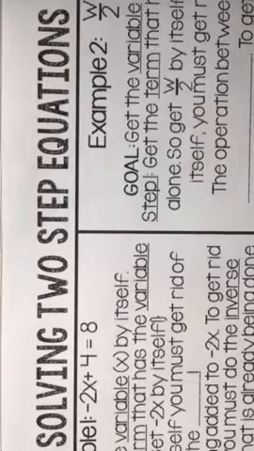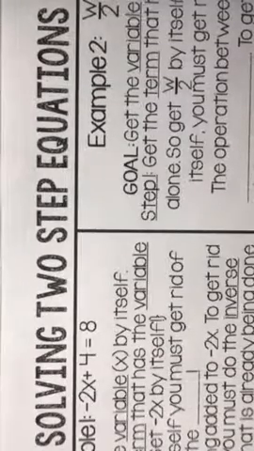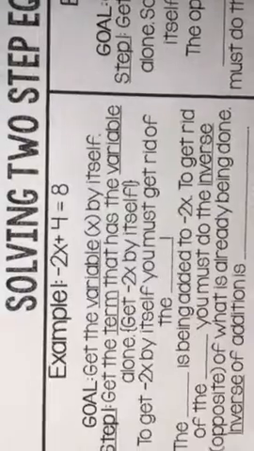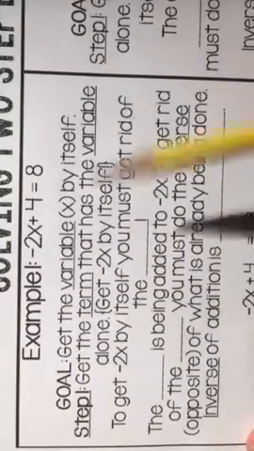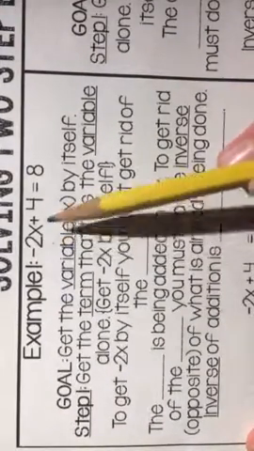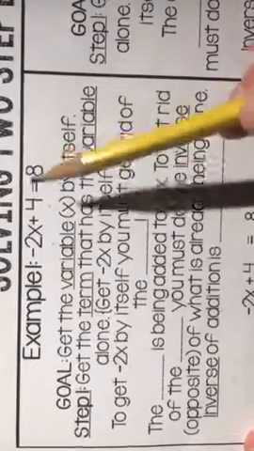Hello, IM students. Today we're going to learn about solving two-step equations. You've already learned how to solve a one-step equation, so a two-step is just adding an extra step to what we already know. We're going to start with example 1, which gives us negative 2x plus 4 equals 8.